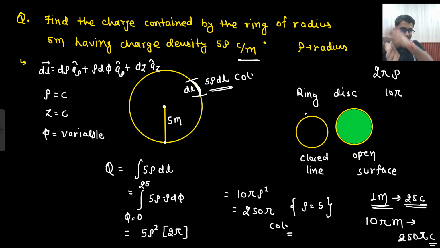But on the circumference, what is changing? Phi is variable. That means my length will be taken as in all these graphs we have made in coordinate geometry. So if phi is variable, then what will be my small length? That will be rho d phi.